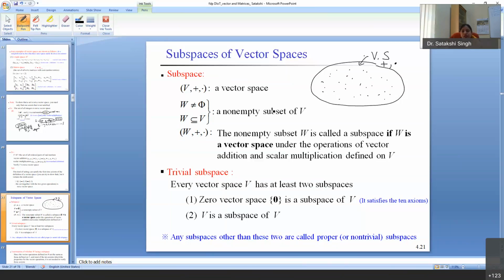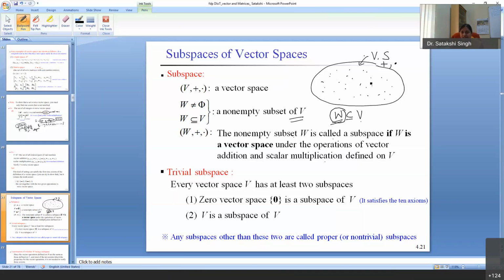Then we take a non-empty subset W of this vector space V. Because this is non-empty, that is why it is written this way. W is a subset of the vector space V, or it can be at most equal to V, and W is a non-empty set. Then this non-empty subset W of V is called a subspace of V if W is a vector space itself, under the same operations of vector addition and scalar multiplication as we defined on V.